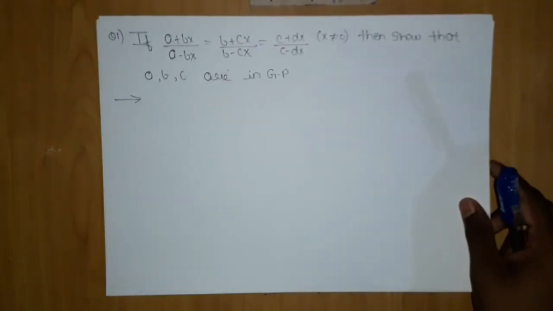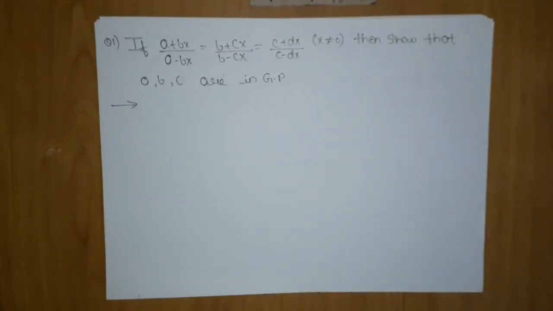With this one. It says if a plus bx upon a minus bx is equal to b plus cx upon b minus cx is equal to c plus dx upon c minus dx, where x is not equal to 0, then show that a, b, c are in GP. How will you prove that these are in GP? Now here your basic thing will work out.